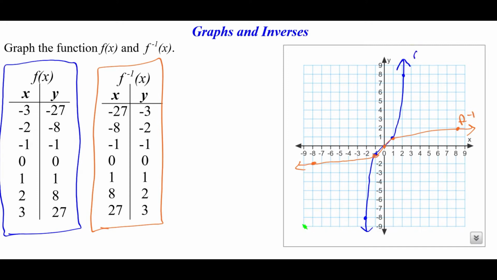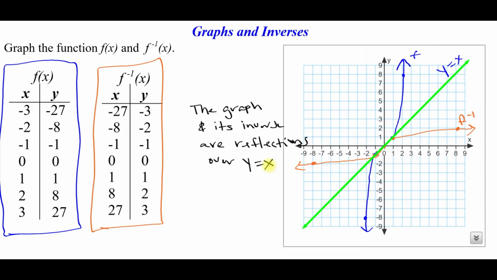What I would like you to notice here is that if I graph this line y equals x, the blue function and the orange function, which are inverse functions of each other, are reflections over this line y equals x. We like to say that the graph and its inverse are reflections of each other over the line y equals x.